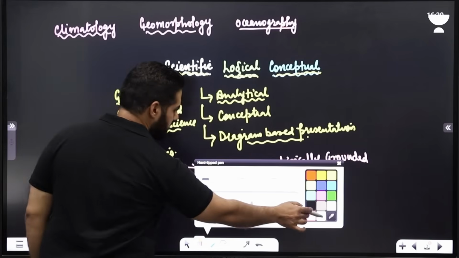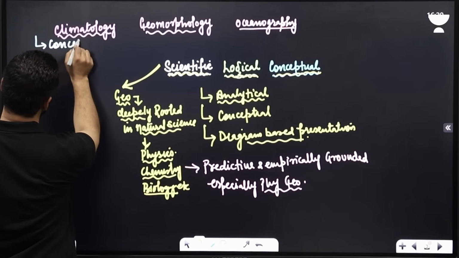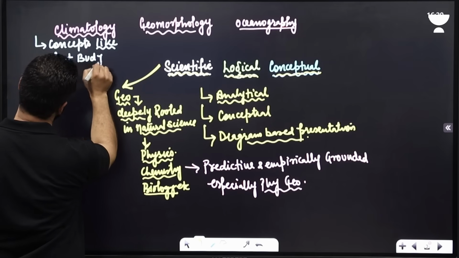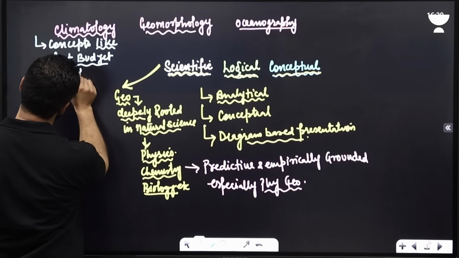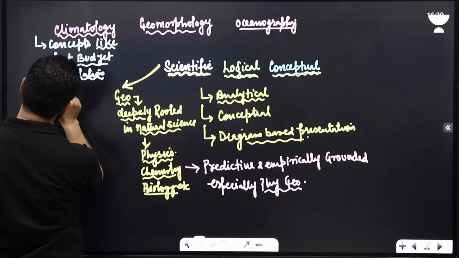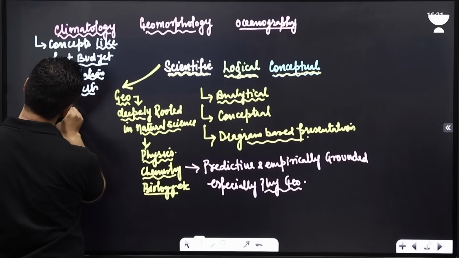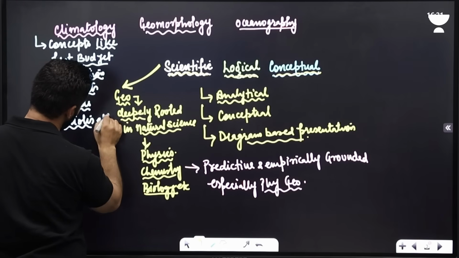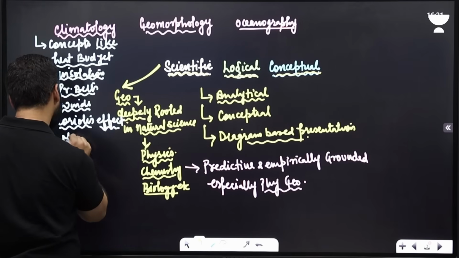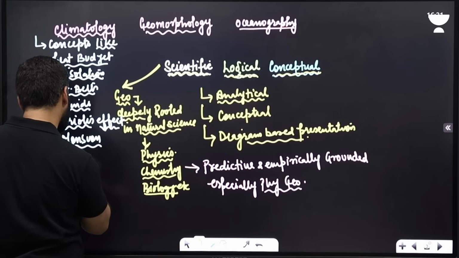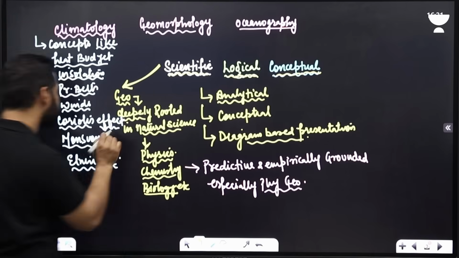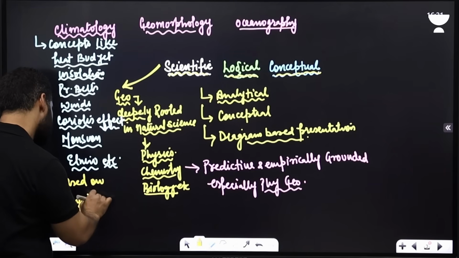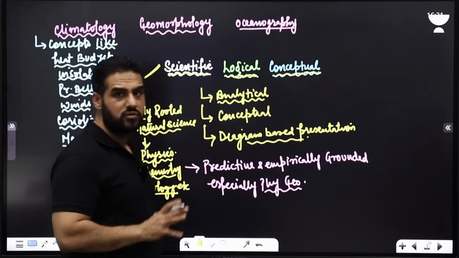Now, when we talk about climatology, concepts like heat budget, insolation, pressure belts, winds, Coriolis force, better to say Coriolis effect, monsoon, concepts like El Nino, etc. These all are based on physics. I hope I'm clear about the scientific part.